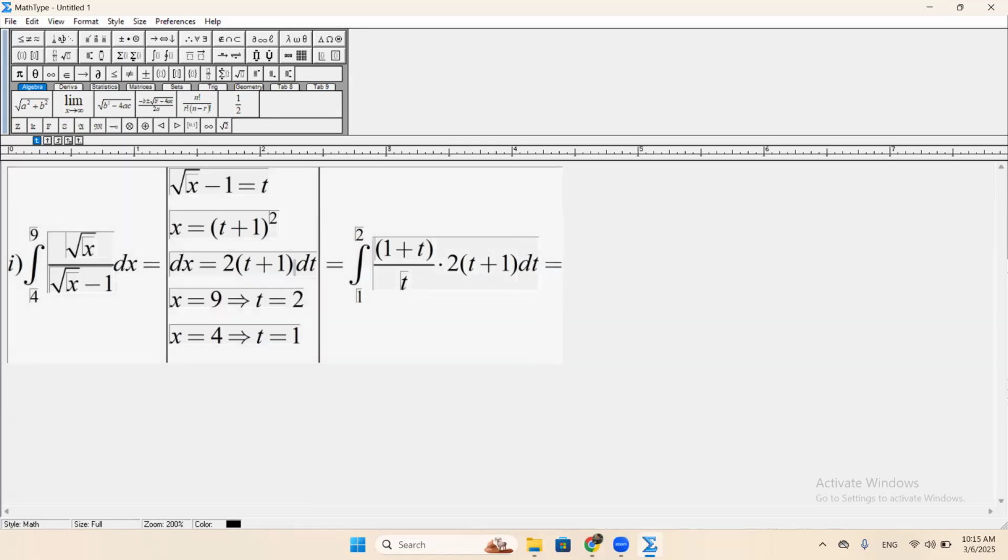And now let's expand everything and calculate the integral. So it is actually t plus 1 in power of 2, so t square plus 2t plus 1 divided by t. Then let's expand once more.